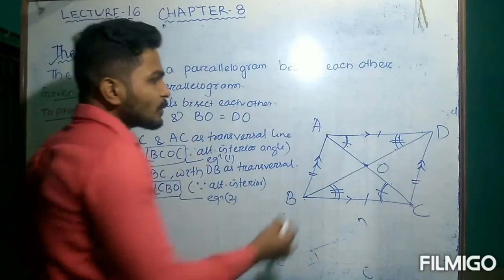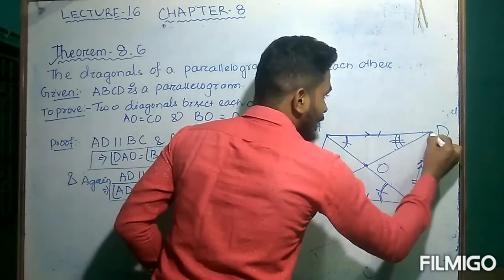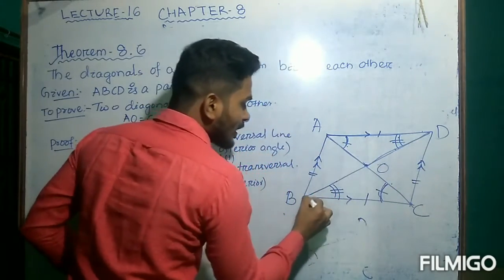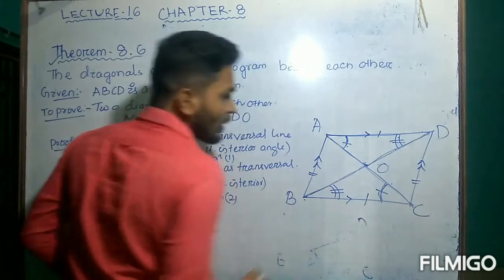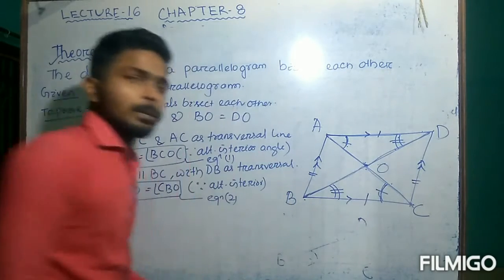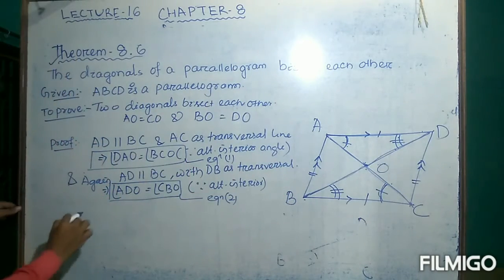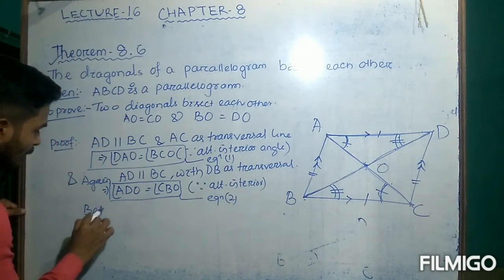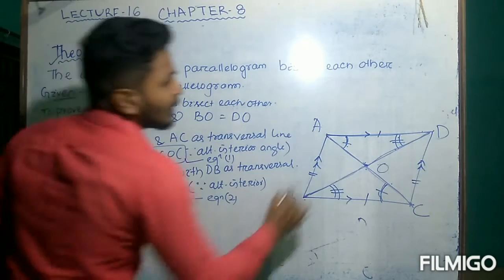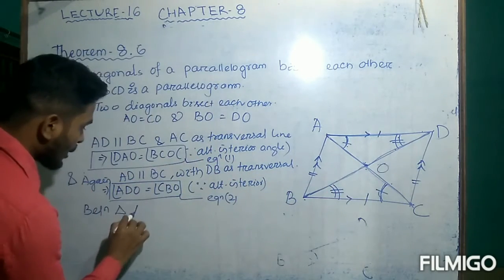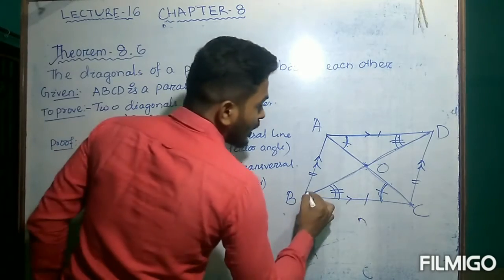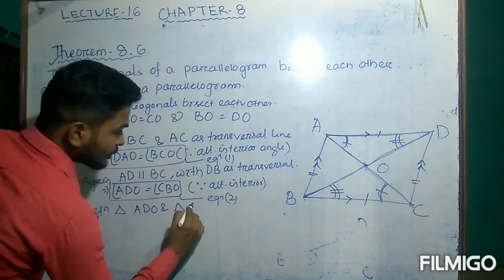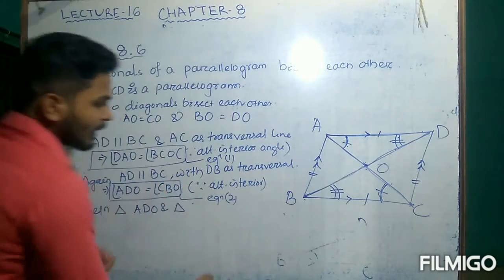In order to prove this, we have to consider two triangles, this triangle and this triangle. Which two triangles? Triangle ADO and triangle CBO. We have to compare between them. So between triangle ADO and triangle BCO or CBO.